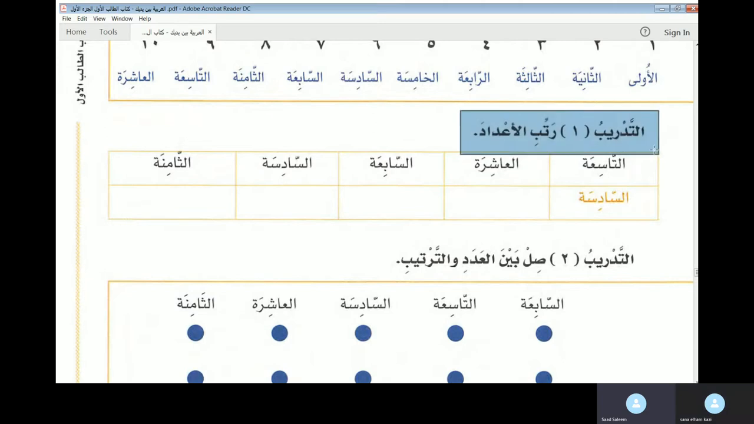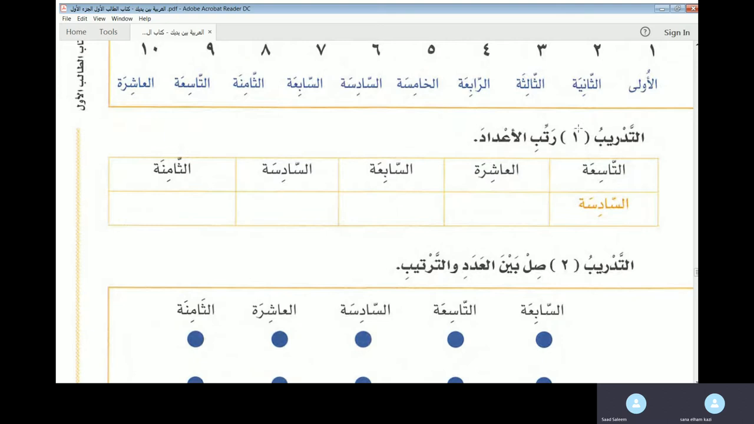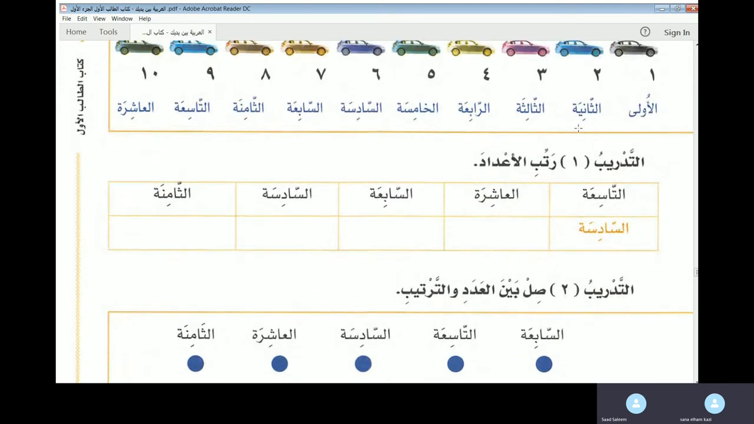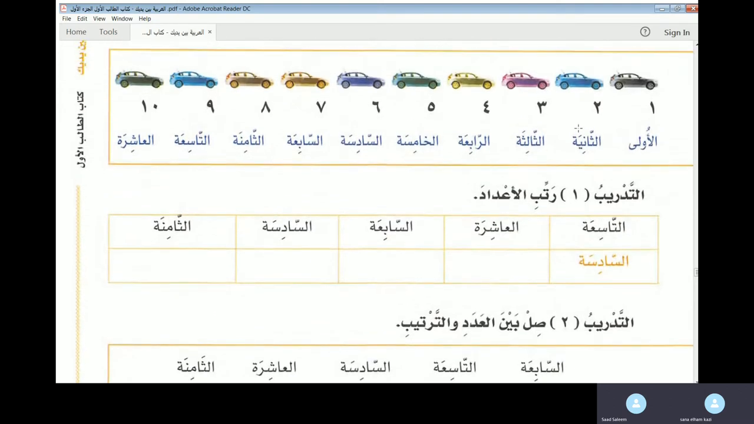But if it's not a sayyara and is a different thing, then we won't put the ta at the end. Yes, for the numbers, we won't put the ta at the end.